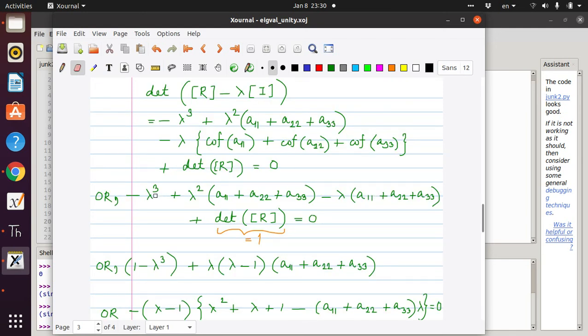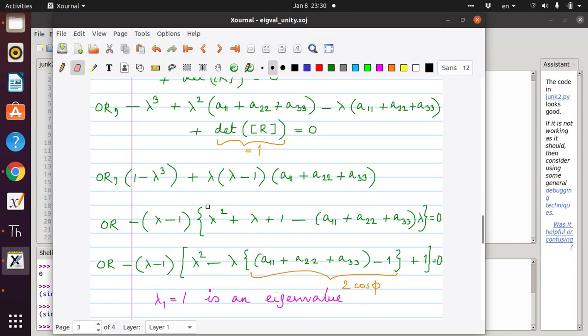So this one and this lambda cube forms this first term. Then this A11 plus A22 plus A33 you take common, and that is lambda square minus lambda. So lambda into lambda minus 1. So minus 1 minus lambda, and from this lambda square plus lambda plus 1, and from this minus A11 plus A22 plus A33 into lambda. So from here itself you see lambda equal to 1 is an eigenvalue. So this itself shows that lambda equal to 1 is an eigenvalue of the rotation matrix.